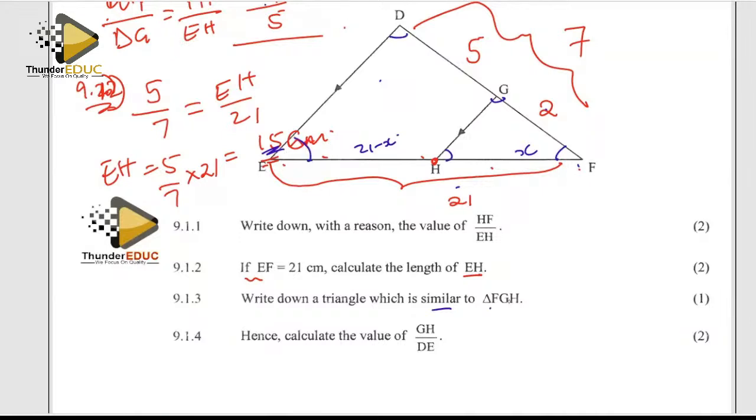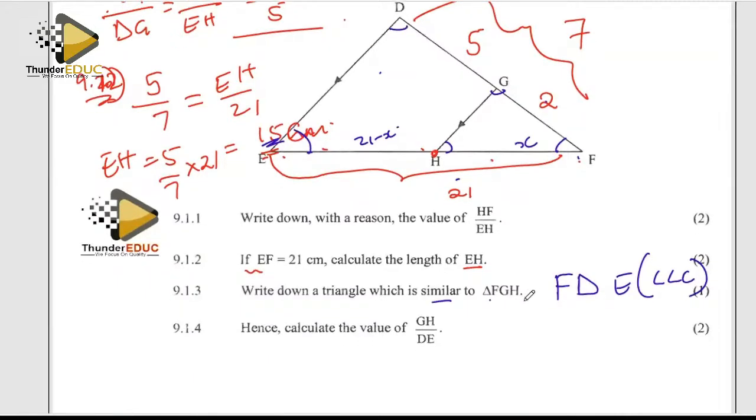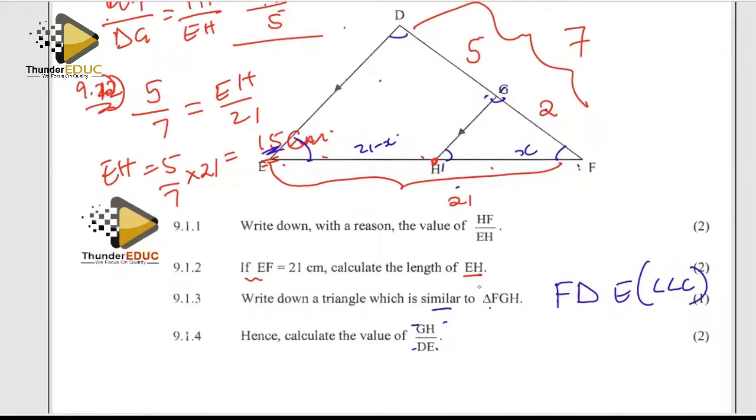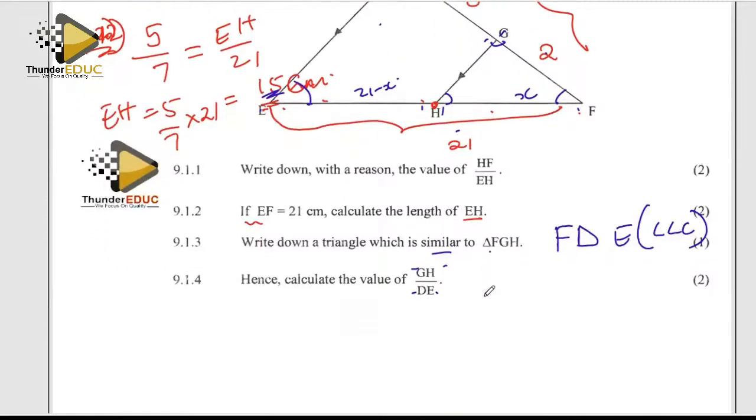So since they started with F, I will also start with F. G must go with D, and then H must go with E. So that is the triangle because of angles name. Then hence, I'll calculate the value of GH over DE. So we're looking at the shorter side over the longer side. So we're comparing the triangles.